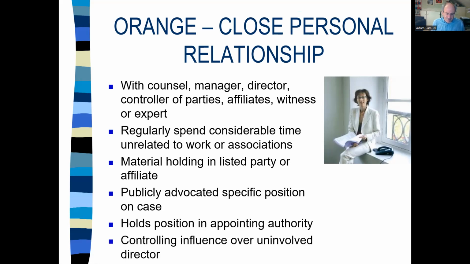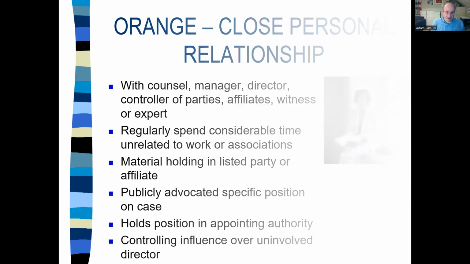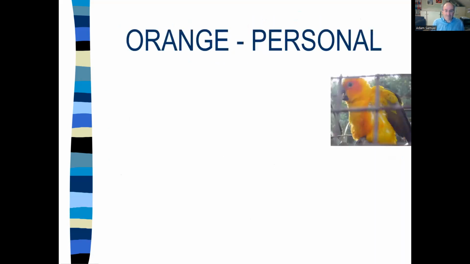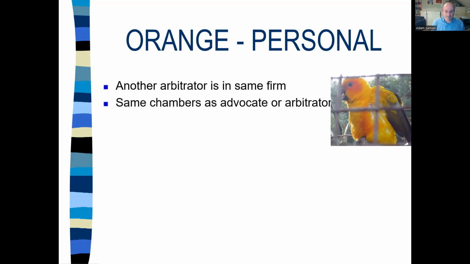If you have a controlling influence over a director who's not involved in the case, but is a director of one of the parties, well, then you need to disclose it. If another arbitrator is in the same firm, that might be quite a good idea, actually. It would save time and resource. Share the resource, basically, but you do have to point this out to the parties.